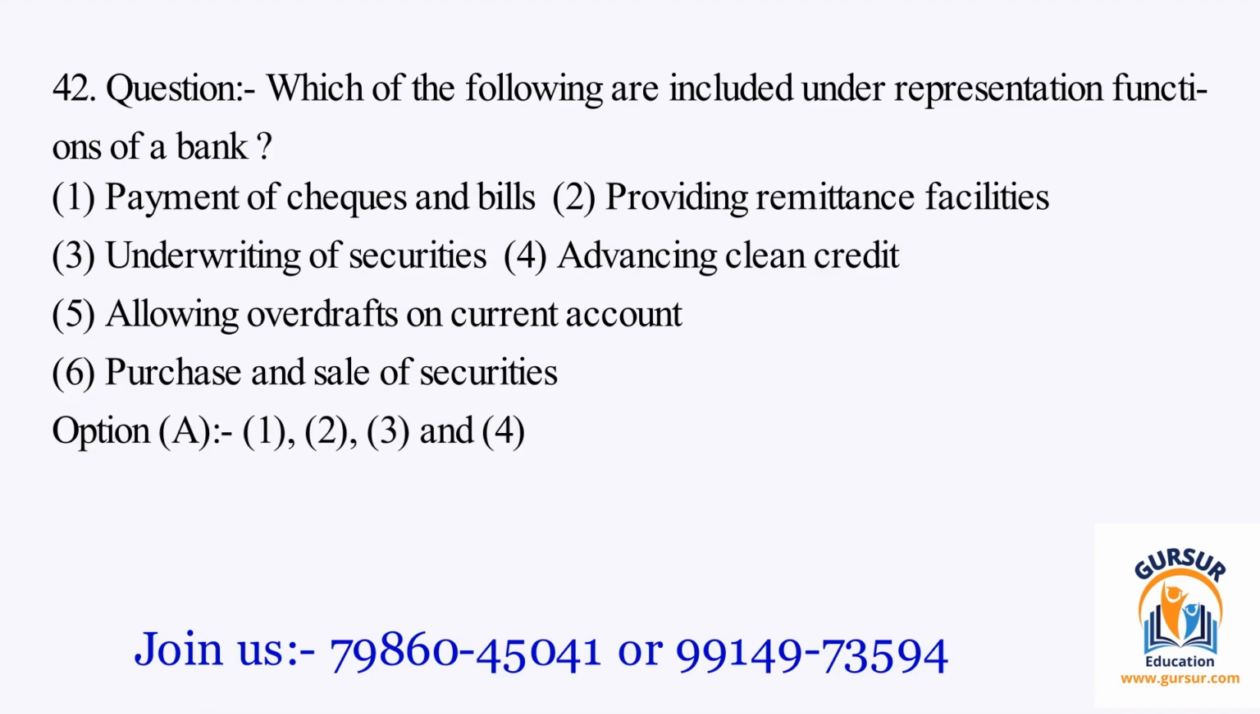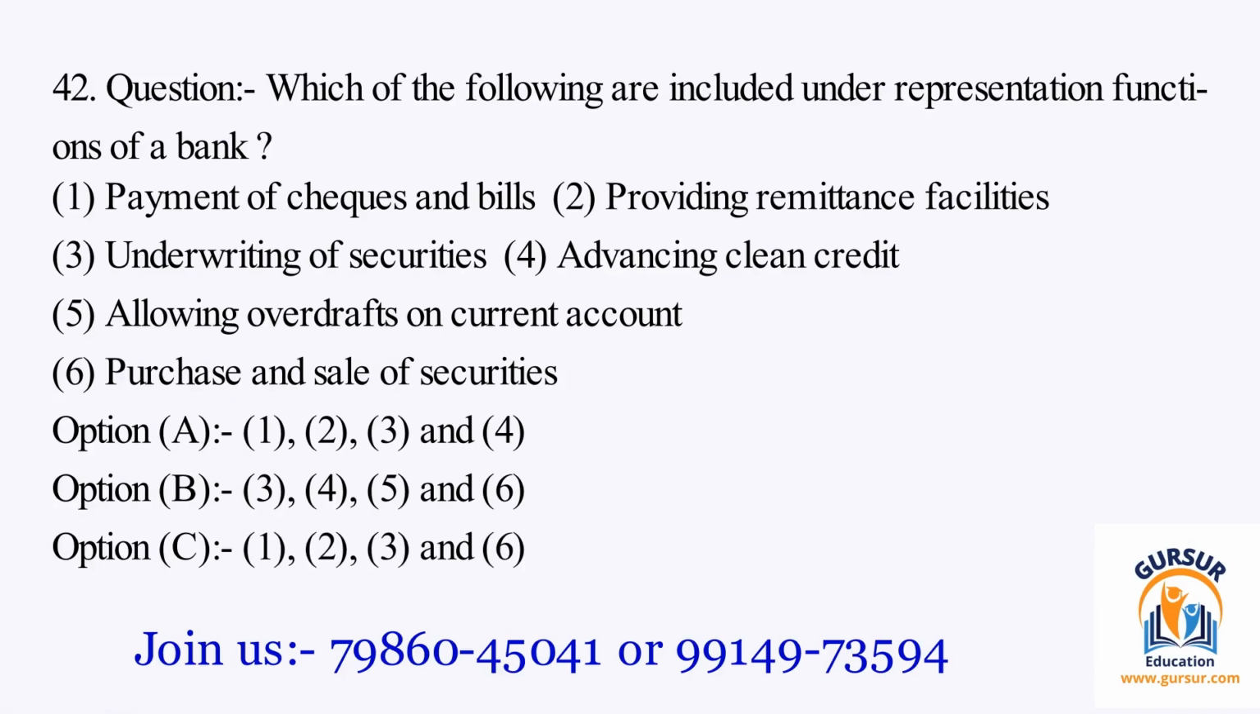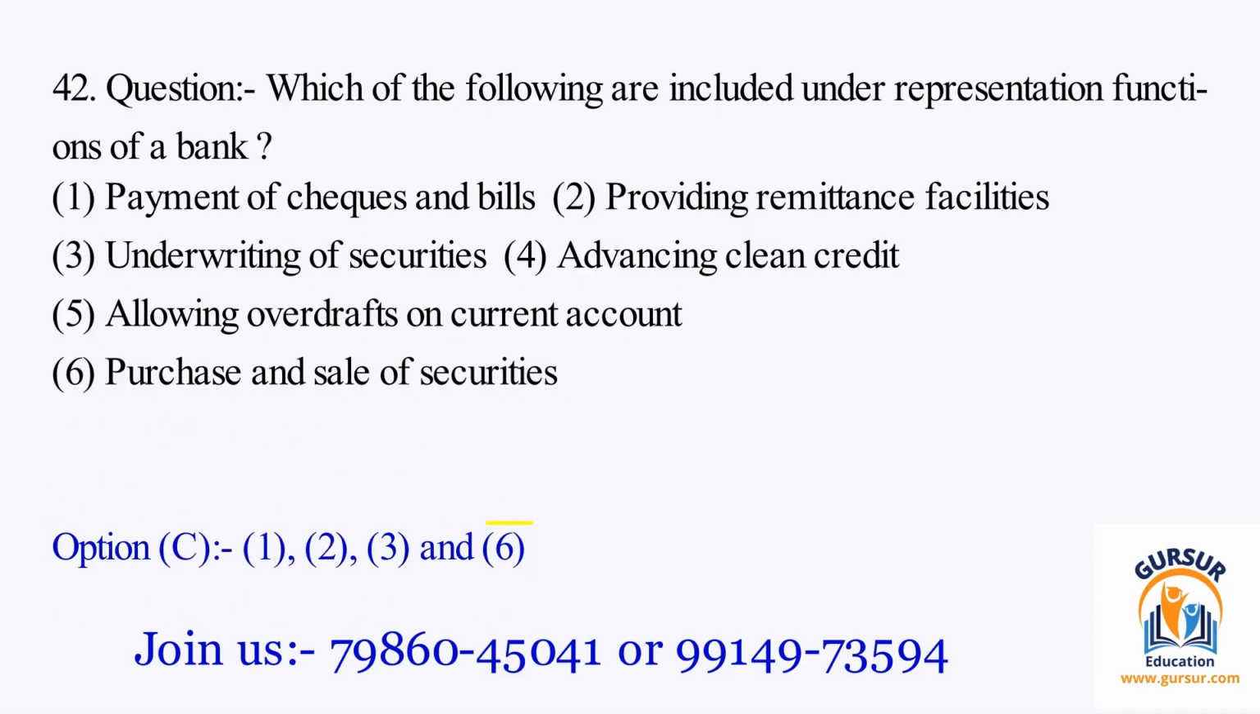The option A is 1, 2, 3, and 4. The option B is 3, 4, 5, and 6. The option C is 1, 2, 3, and 6. The option D is 2, 3, 5, and 6. The right answer of the question is option C, and that is 1, 2, 3, and 6.